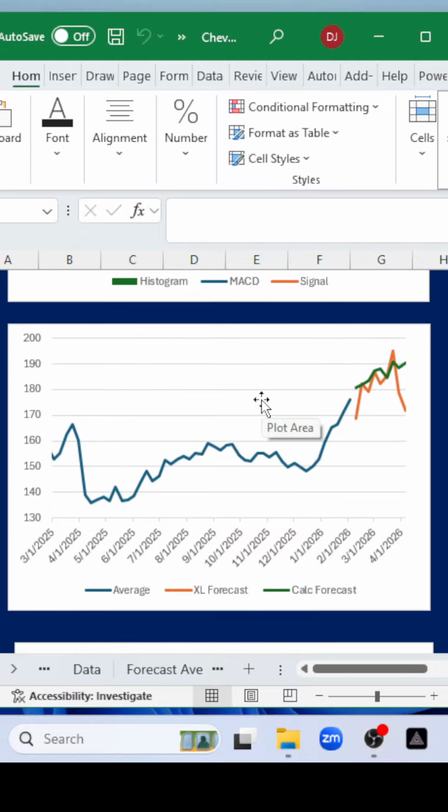Now this forecast is really interesting. We always expect LibreOffice Calc to be more adventurous than Excel, but the orange line is Excel, so it's predicting some upward movement followed by a nice big nosedive here. The green line is predicting more of an upward trend. So pick your poison as always. Who are you going to believe, Excel or LibreOffice Calc?